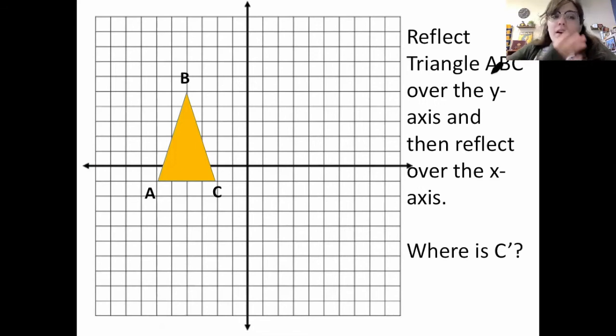So, compound transformations, that is multiple transformations done on the same shape. Here we have our first shape. Reflect triangle ABC over the y-axis. That is this up and down one. We've done that a couple slides ago. So let's look at that. Instead of left 2, I'm going to go right 2. So here's C prime. I think it should be asking where is C double prime, because that's our second transformation. I'll show that in a second.